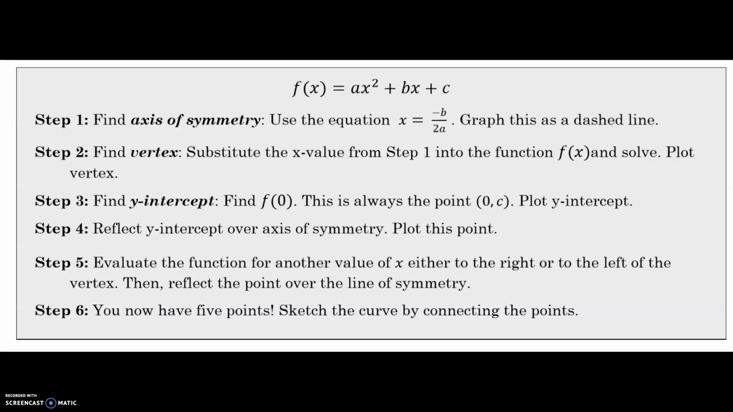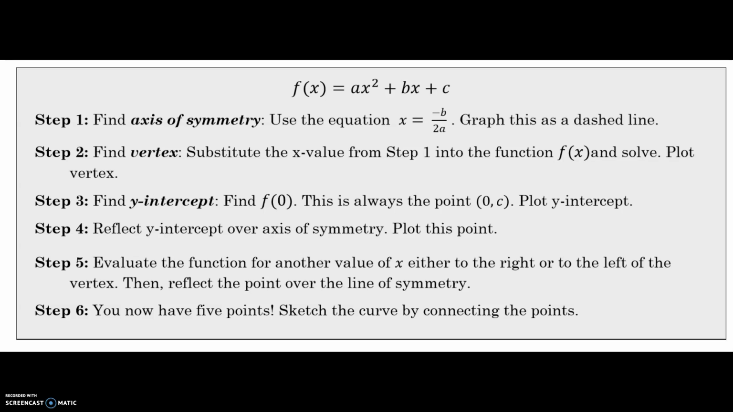Now we're going to follow these 6 steps to graph a quadratic function in standard form. Step 1 is always to find the axis of symmetry. We're going to use the equation x equals negative b over 2a. We're going to graph this on the coordinate plane as a dashed line. Step 2, we're going to find the vertex. We are going to take the x value from step 1 and plug it into the function and solve. Then we are going to plot the vertex on the coordinate plane.